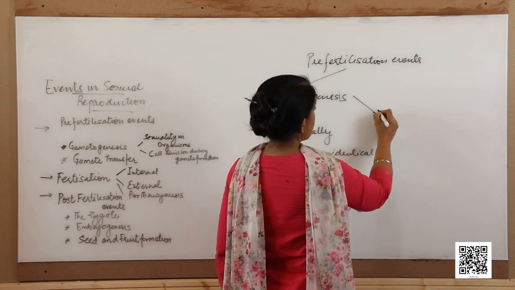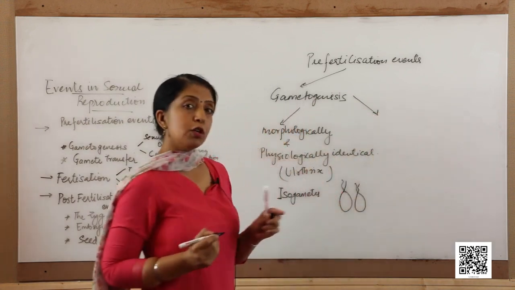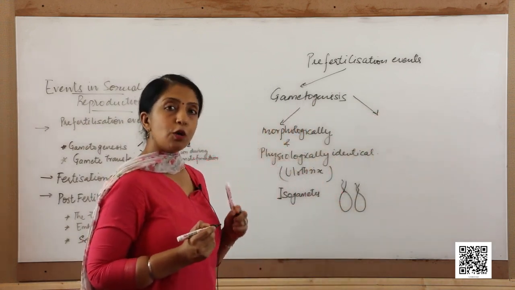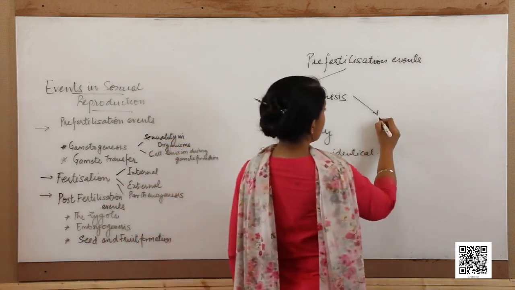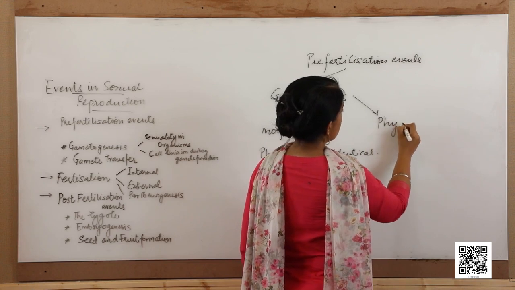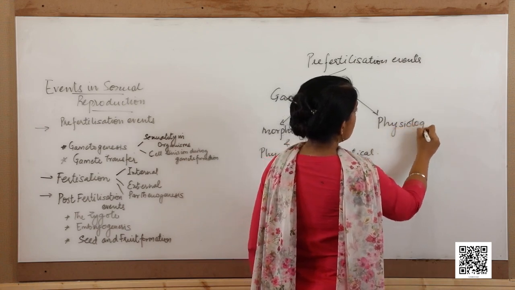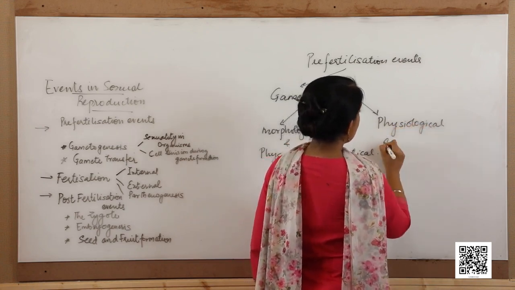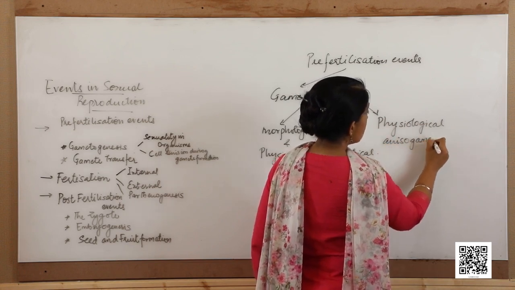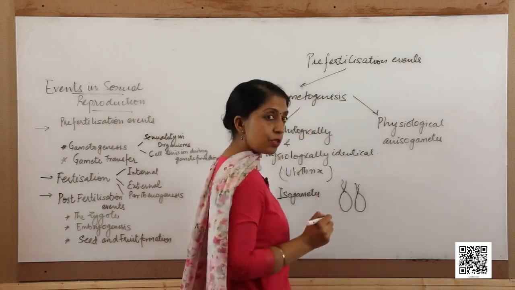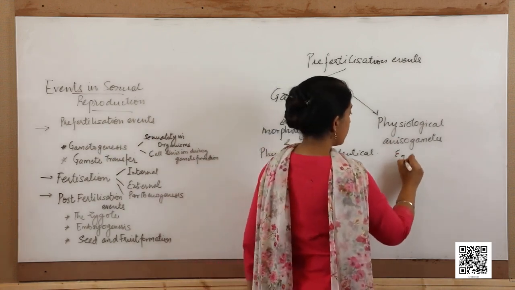The next type of gametes are morphologically similar but physiologically they are a little different. Such kind of gametes are called physiological anisogametes, and these are found in Spirogyra.